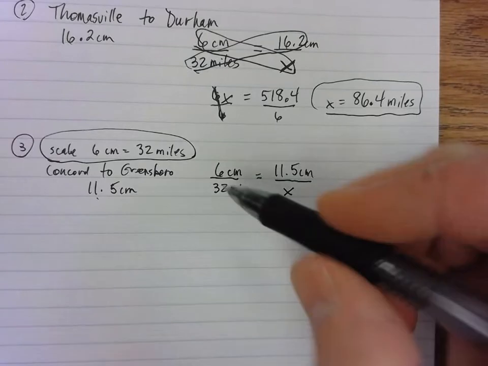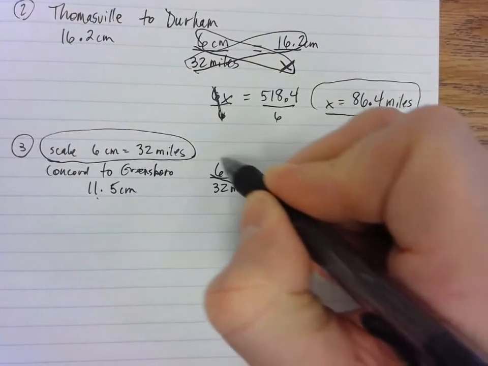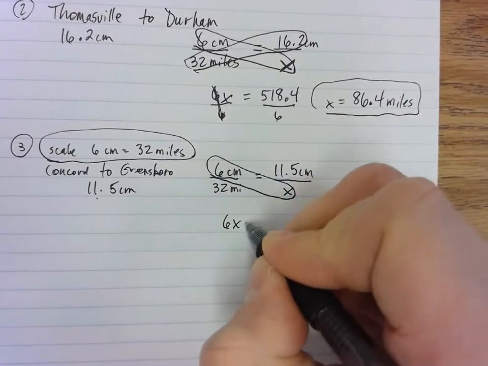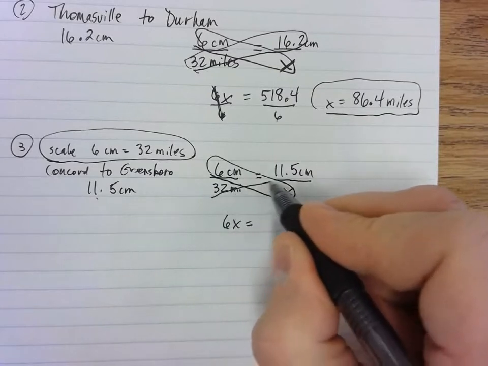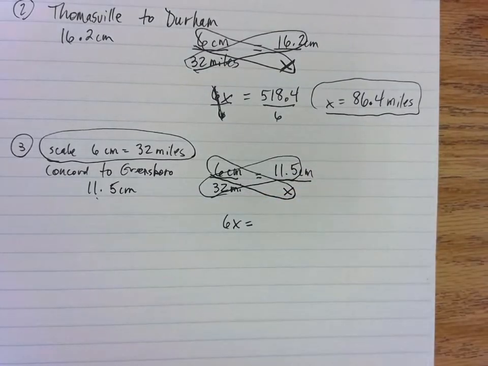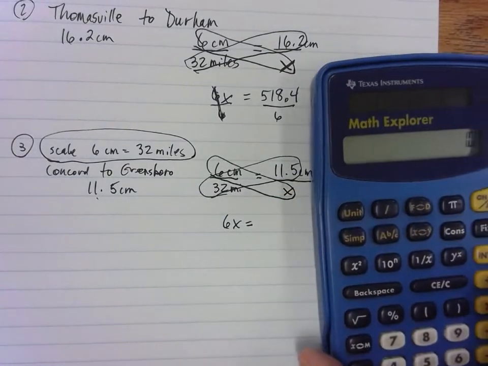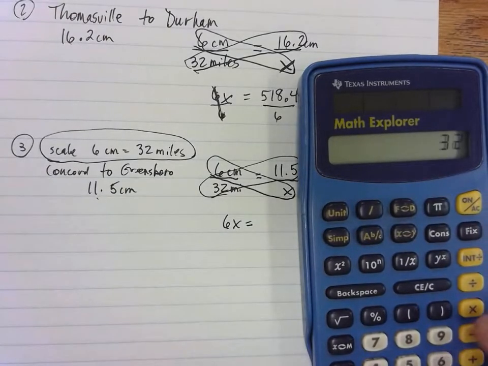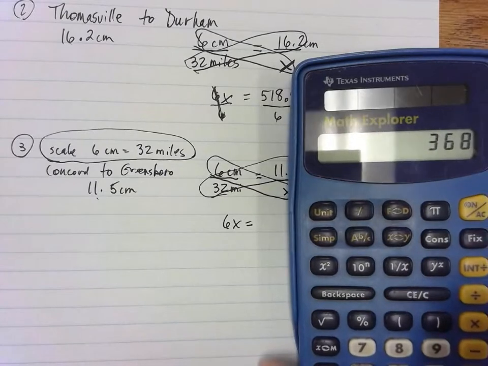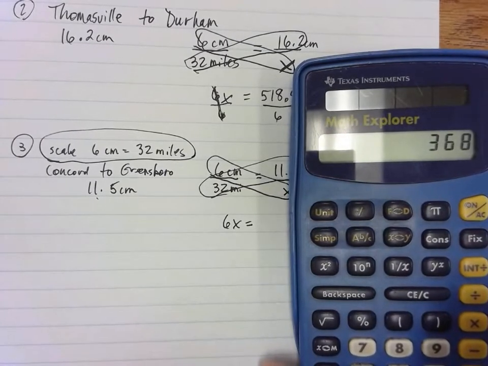So here we go. Again, same start. 6 times x is 6x, of course. Now I got to do 32 times 11.5. So we can bring the old trusty calculator back over. 32 times 11.5, and you can see that is 368. Okay, 368.